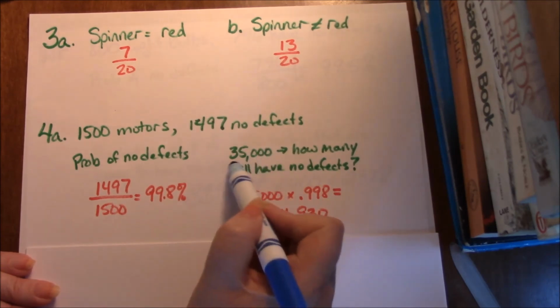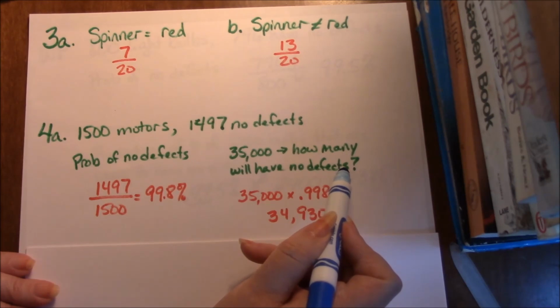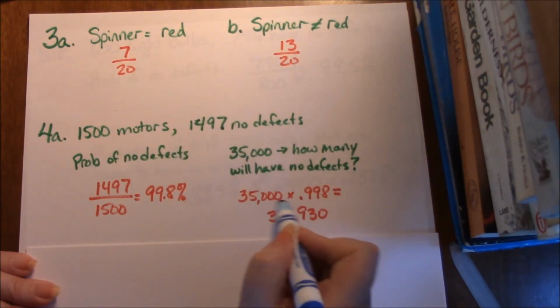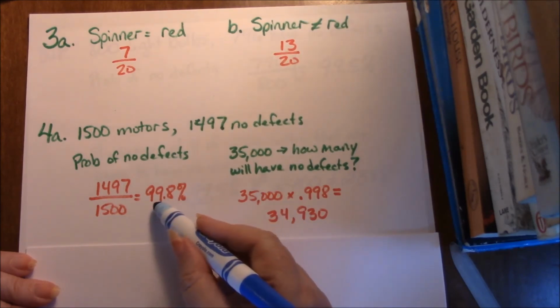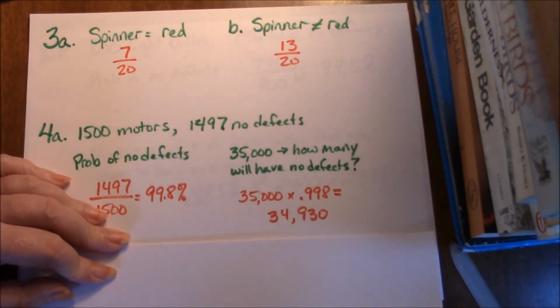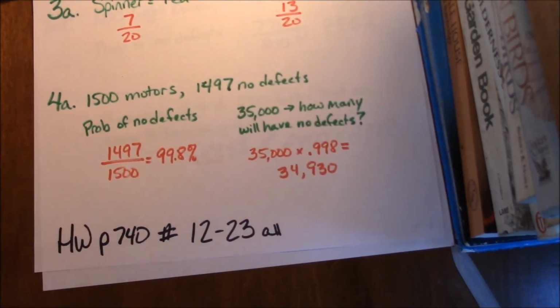And then if we are given another 35,000 motors, how many of them should have no defects based on the experimental probability? So I'm going to multiply 35,000 times 0.998 and I'm going to get 34,930. Okay? That is experimental probability, your introduction to probability.